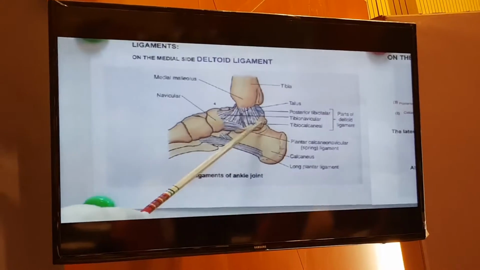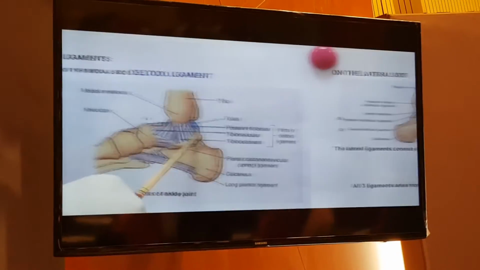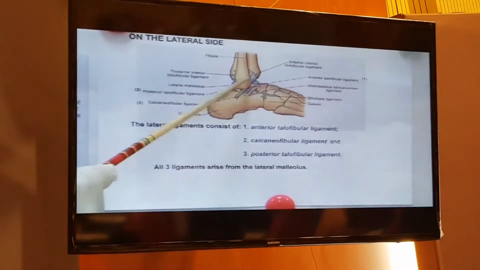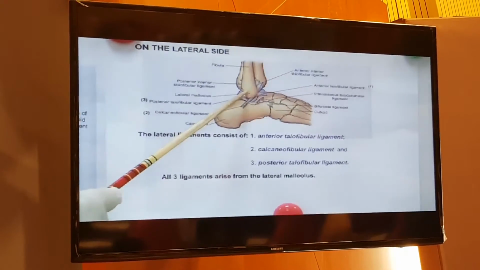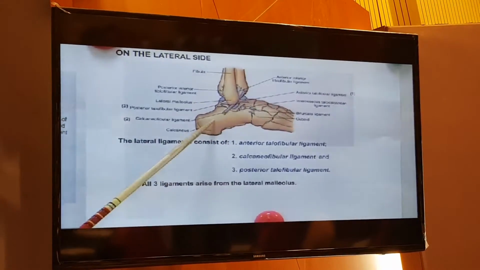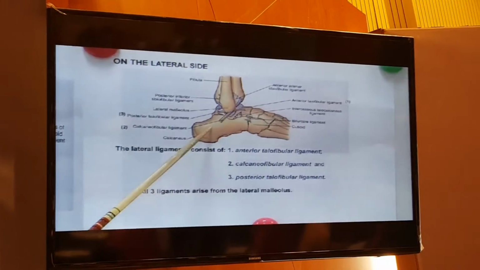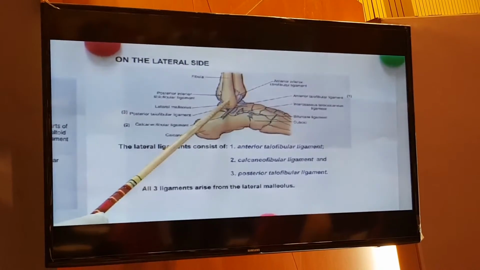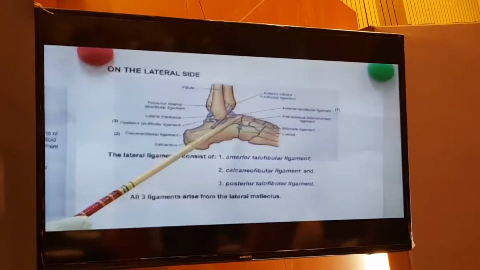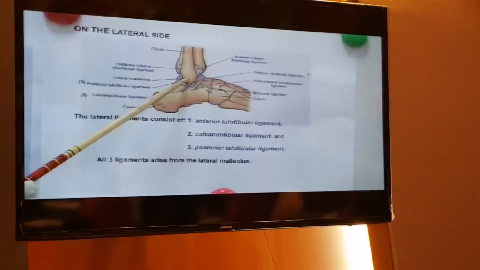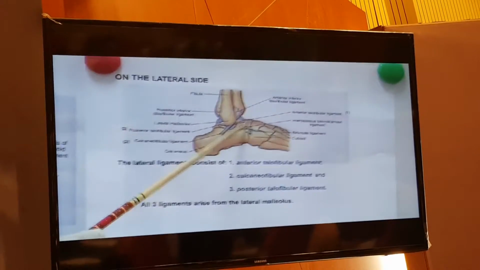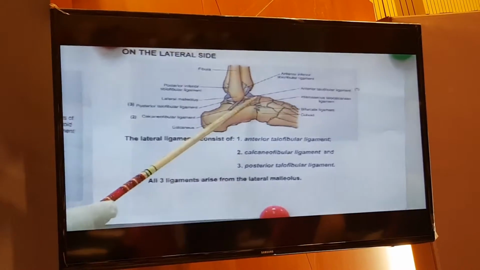On the lateral side of the ankle joint, we have three ligaments. This is the fibula above. This is the lateral malleolus of the fibula. Here is the talus bone and here is the calcaneus bone. We have three ligaments coming from the lateral malleolus of the fibula. One goes anteriorly, called the anterior talofibular ligament, which is attached to the fibula and to the anterior part of the lateral side of the talus.